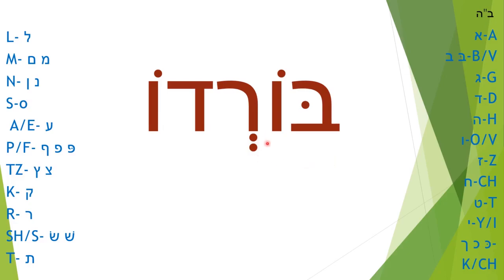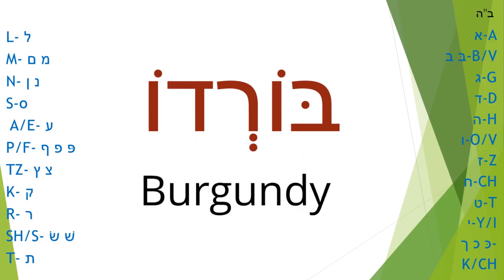Okay, so we have another shva here. So it's going to be r. Okay, ready? Bo. Remember I told you to make an O sound, it could be a letter and a vav following with a dot on top. So together, this is one, and together this is one. So together it's bo, re, do. Together, Bordeaux. And it's burgundy.